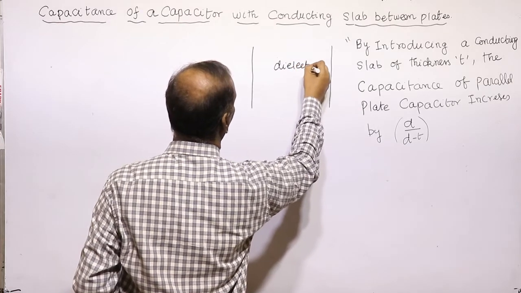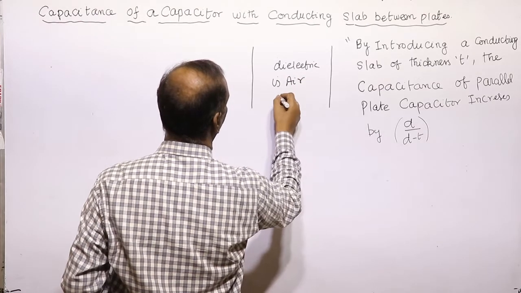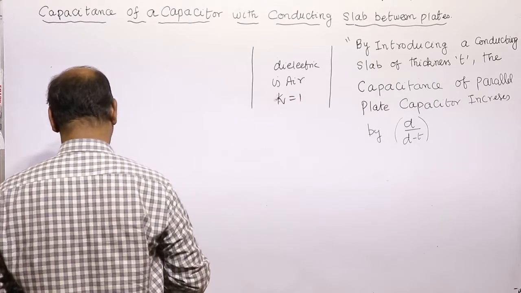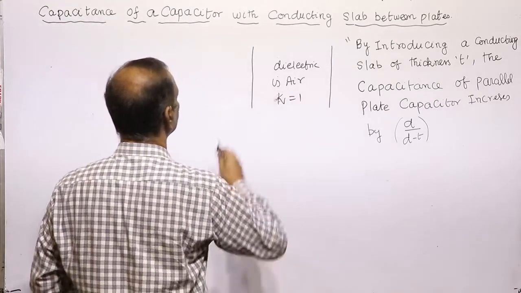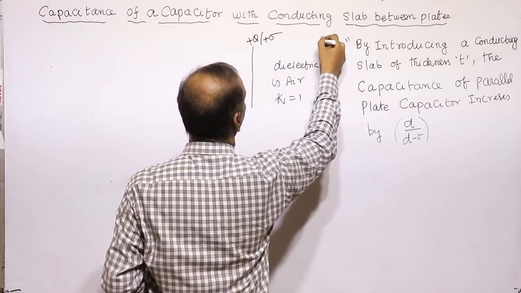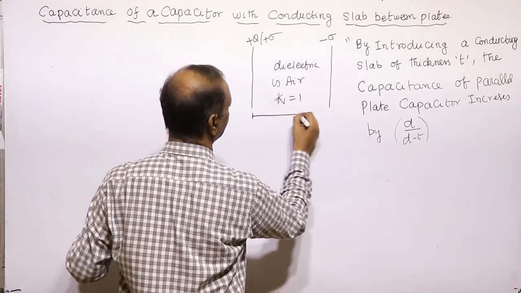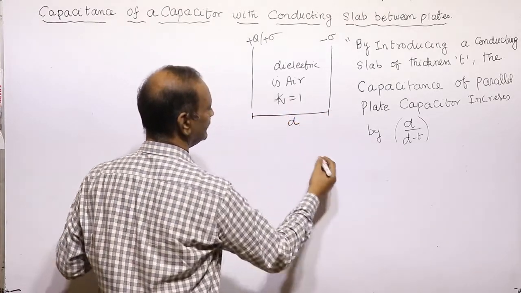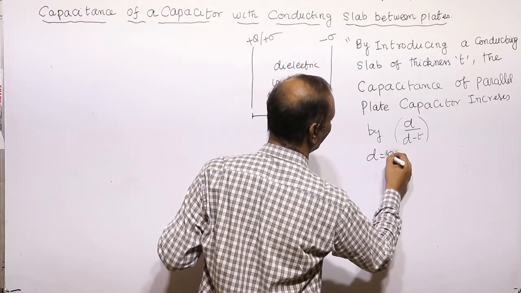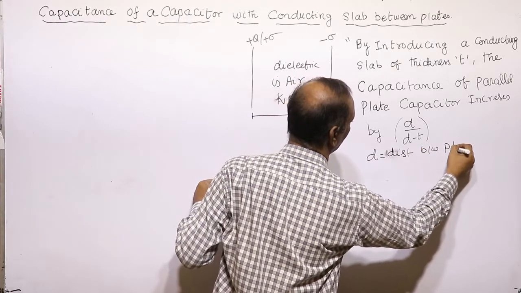The dielectric is air, therefore K is equal to 1. For air, K is equal to 1. This is a capacitor with plates carrying plus Q or plus sigma and minus Q, and it has a thickness of d, where d is equal to the distance between the plates.